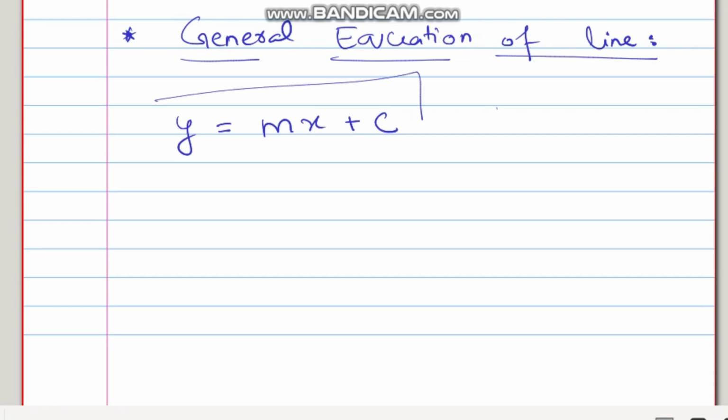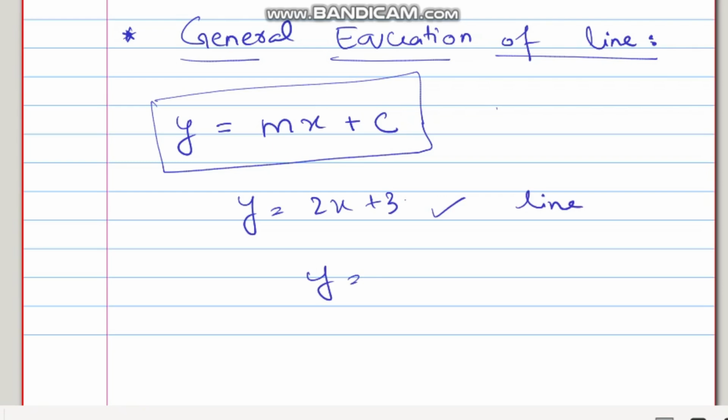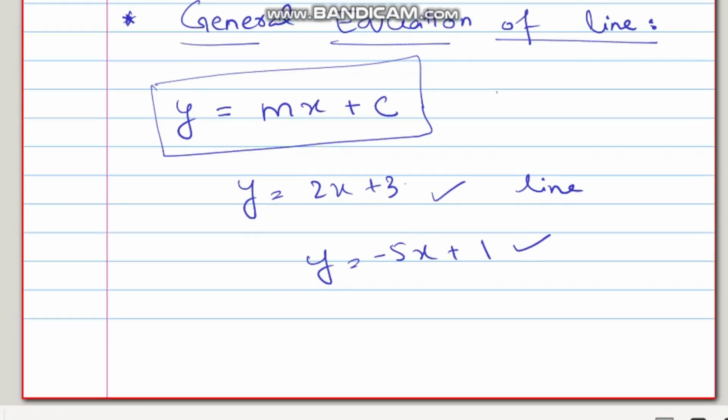For example, in our daily life, in our previous lectures and questions, we saw equations like this: 2x plus 3. So what is this equation? This is the equation of a line basically. Y is equal to minus x plus 1. This is the equation of a line. So these are all equations of lines. Y is equal to x plus 3. Where there is nothing written, 1 will be there by default. So these are the equations of a line.